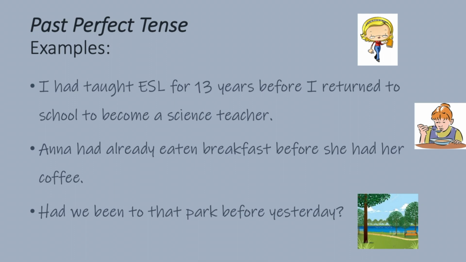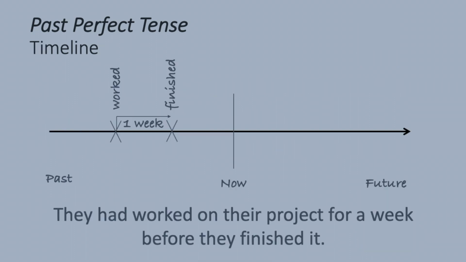I want to show you the timeline for past perfect. When we use the past perfect, we're talking about two events or actions that happened in the past. They didn't happen at the same time. In the example here, they had worked on their project for a week before they finished it. If you look at the timeline, you can see they worked for 1 week and then they finished. Both actions happened in the past.